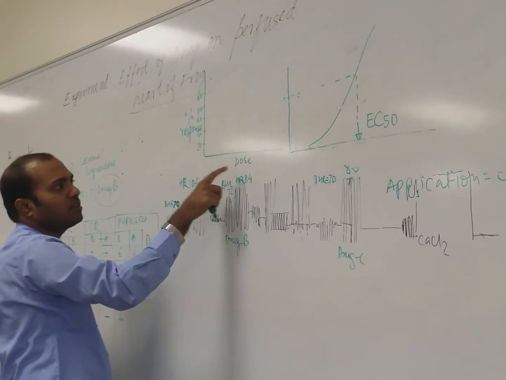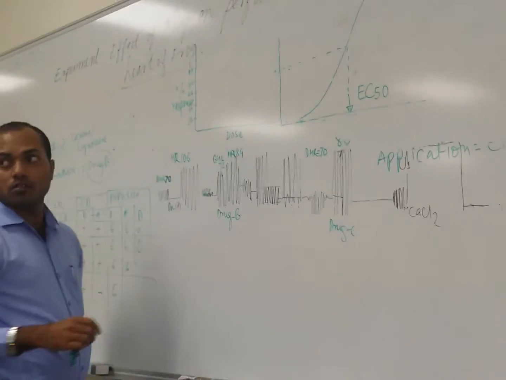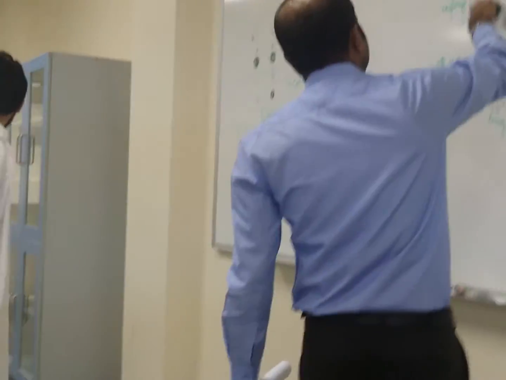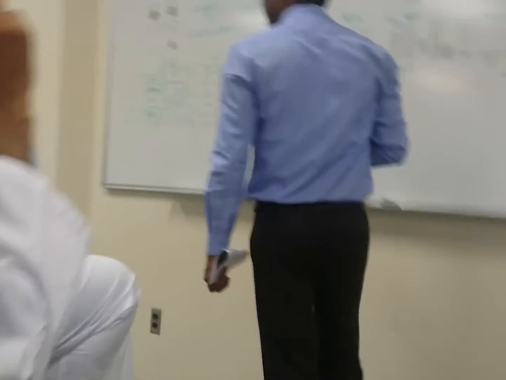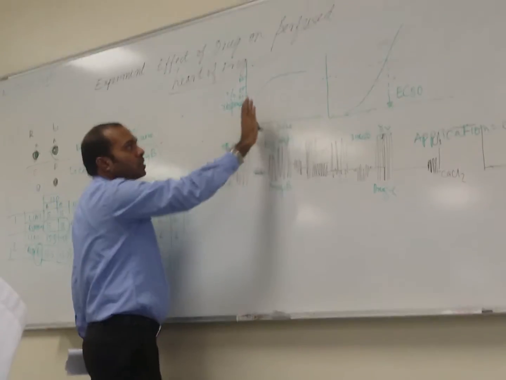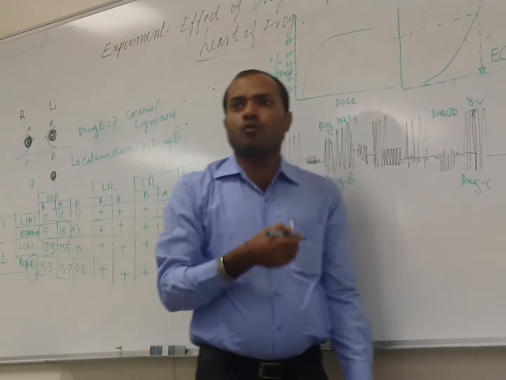One graph is between dose and percentage. When we plotted the dose and percent response, we can ask two things. What is the shape of this graph? Shape, or nature, or property of the graph?